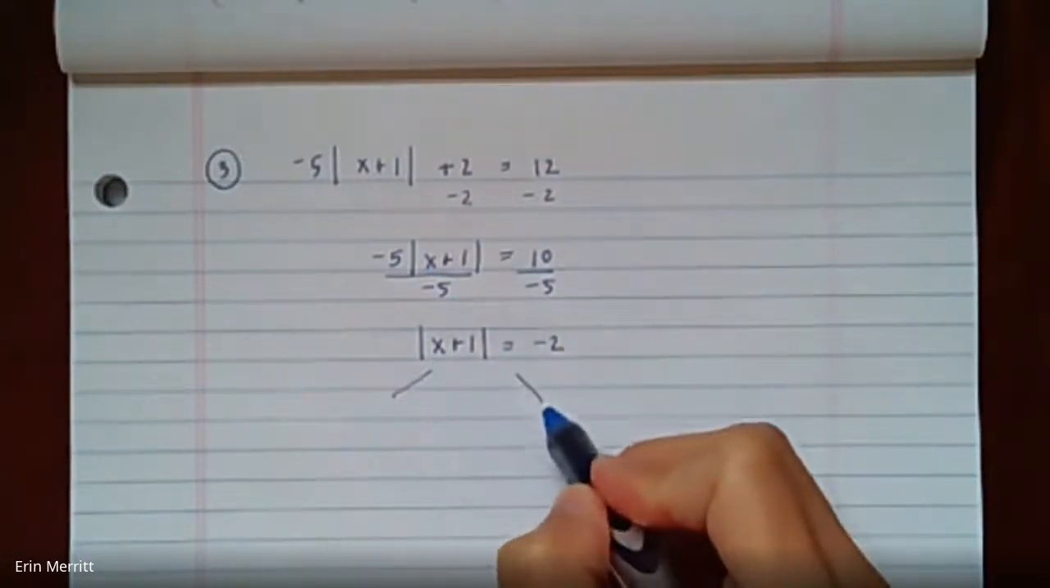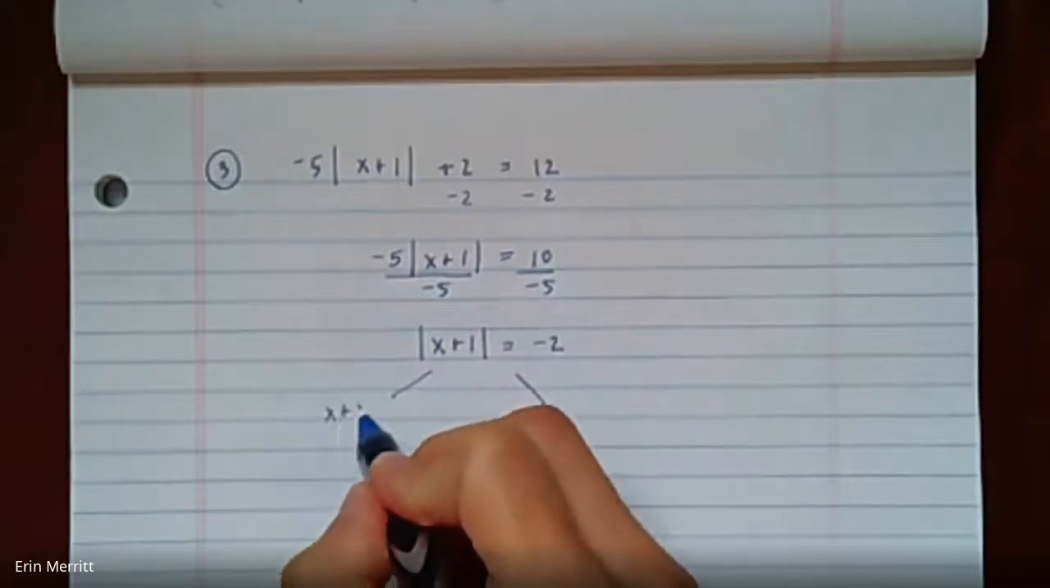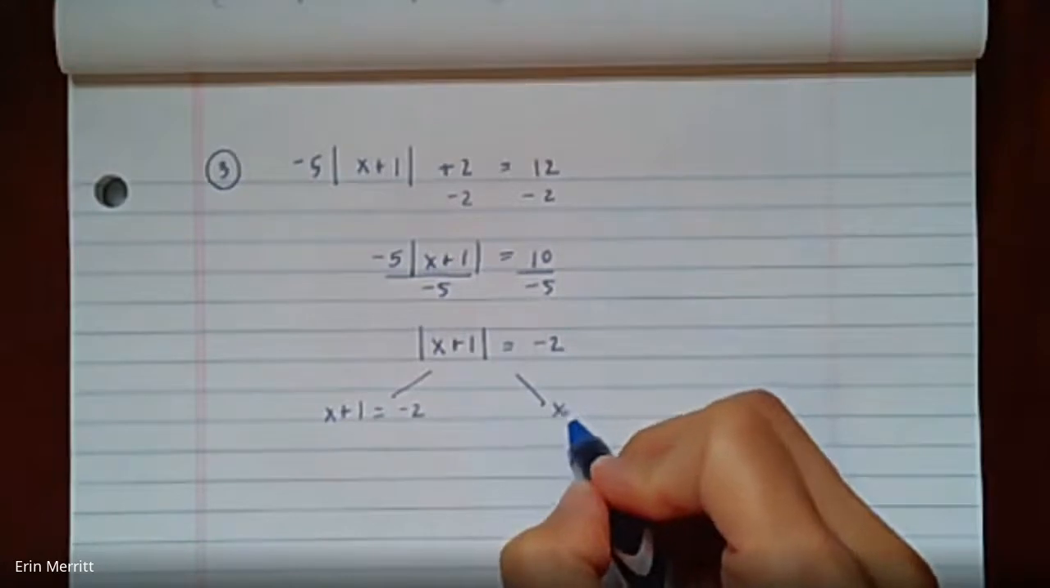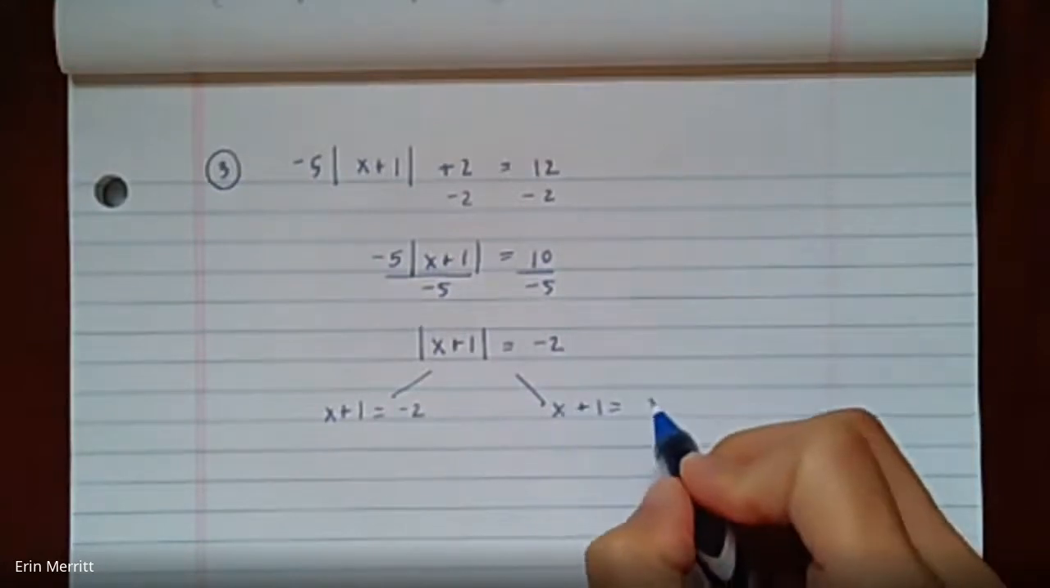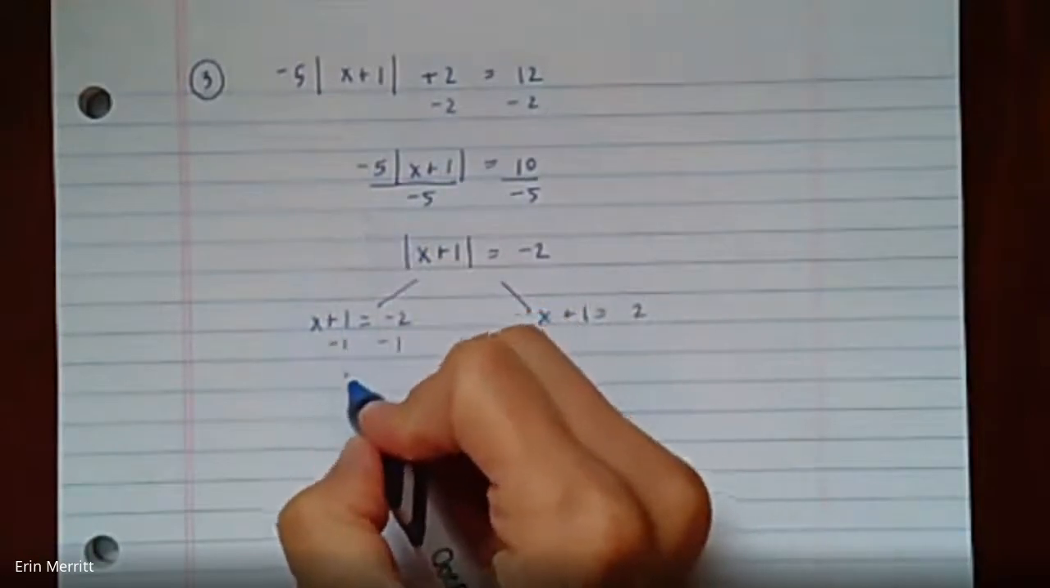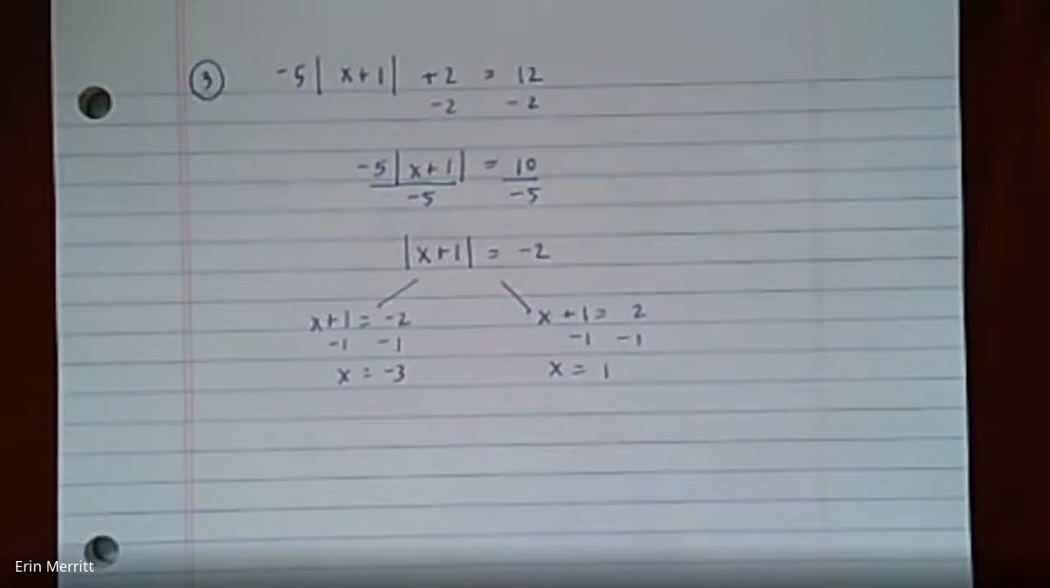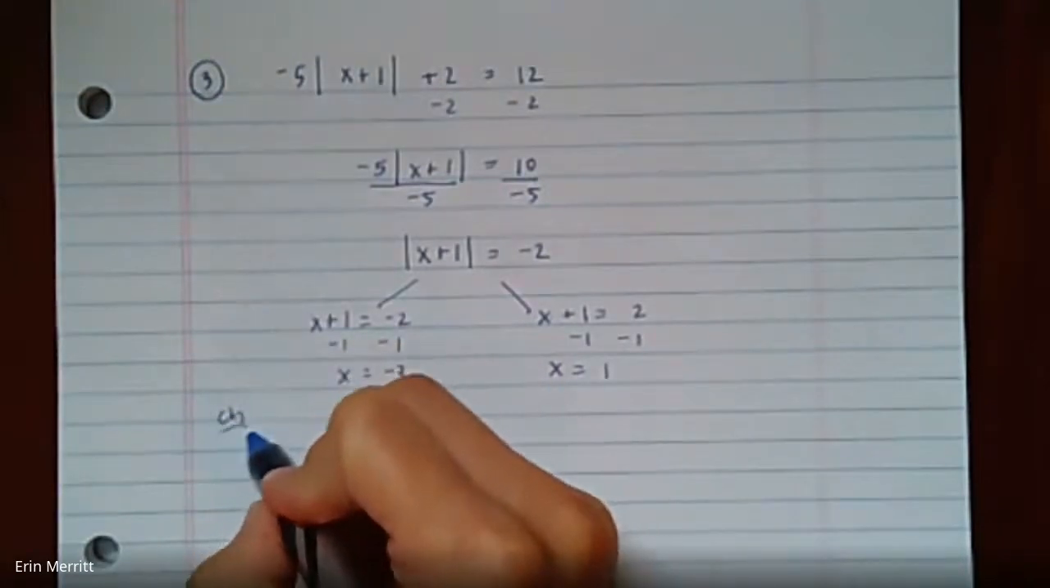Now split it. Drop the bars. X plus 1 equals negative 2. X plus 1 equals positive 2. All right, when we solve, subtract 1, we get negative 3. Subtract 1, we get 1. All right, now here comes the check.